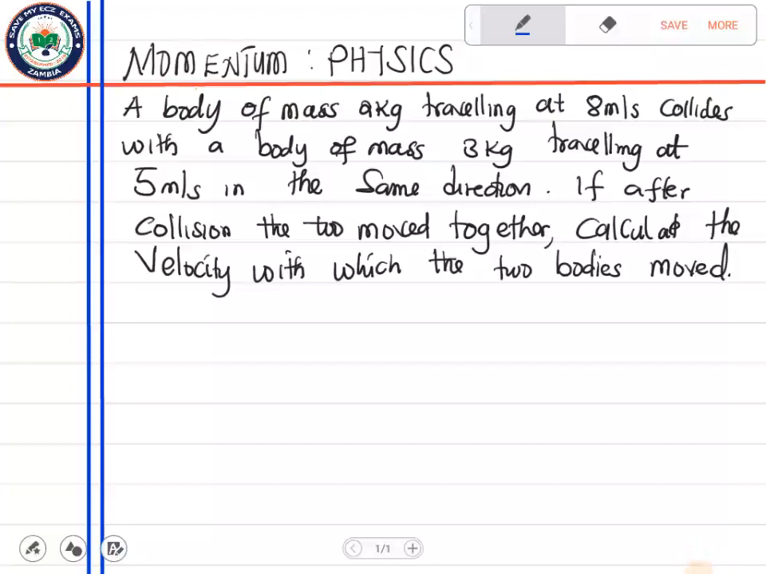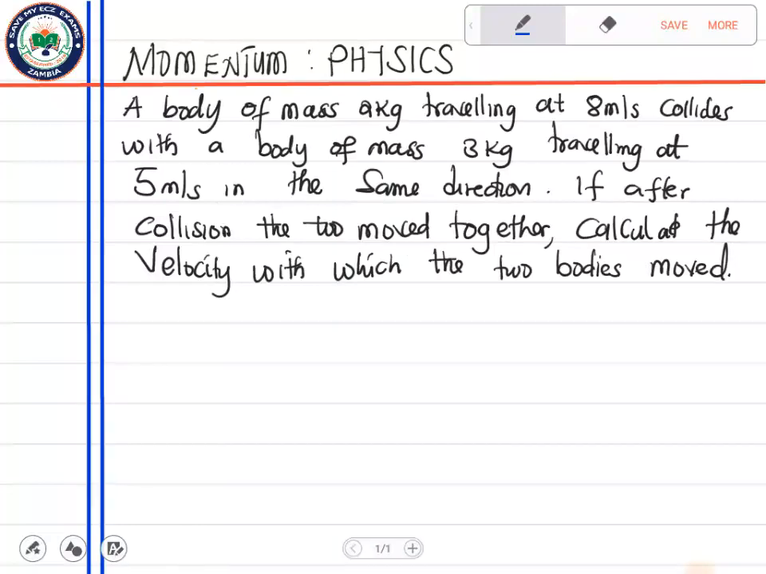The question says a body of mass 2 kg traveling at 8 meters per second collides with a body of mass 3 kg which is traveling at 5 meters per second in the same direction. Now, if after collision the two moved together, calculate the velocity with which the two bodies moved.